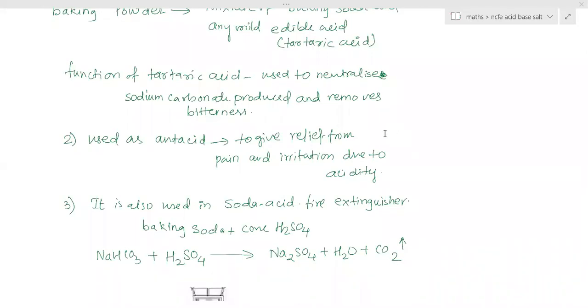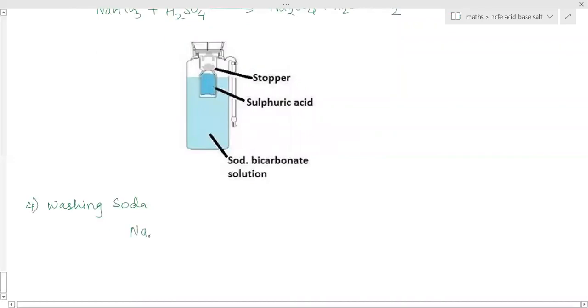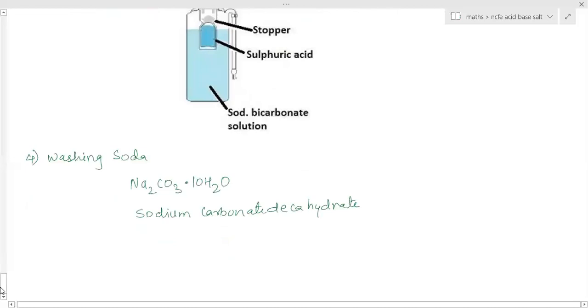Okay, then the next salt is washing soda. The formula is Na2CO3.10H2O. Sodium carbonate decahydrate is the name.